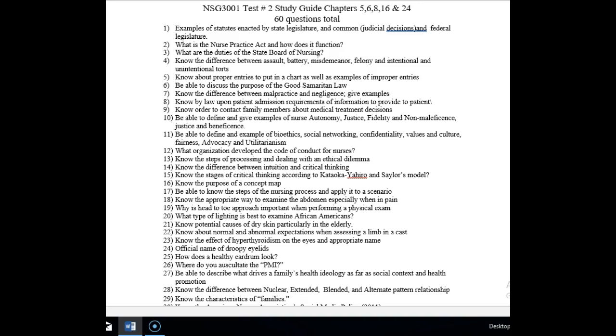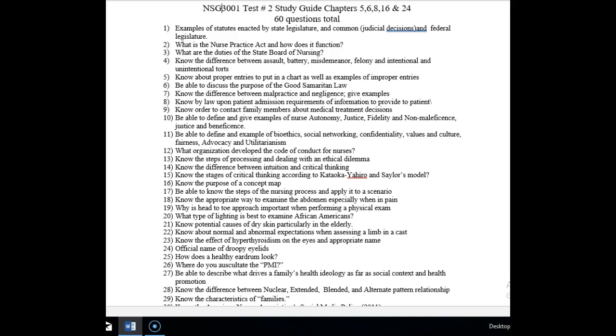The State Department of Health, the Joint Commission, and the National League for Nursing do not set the legal rules and regulations for patient abandonment. An example of that would be through the Nurse Practice Act. The Nurse Practice Act actually permits the State Board of Nursing to set rules, regulations, and guidelines.